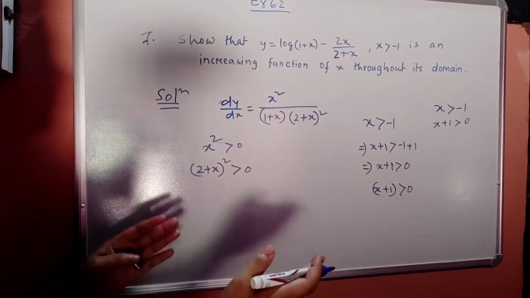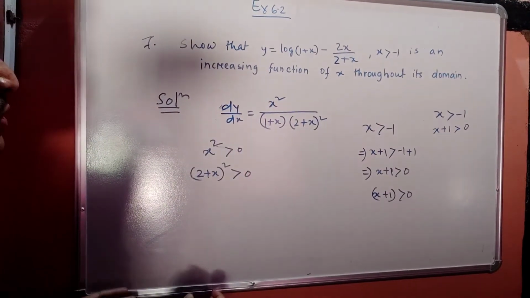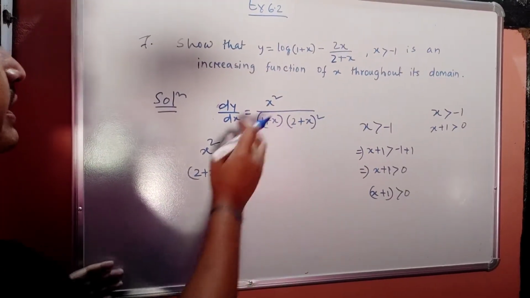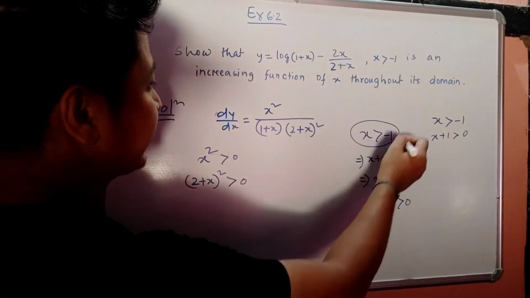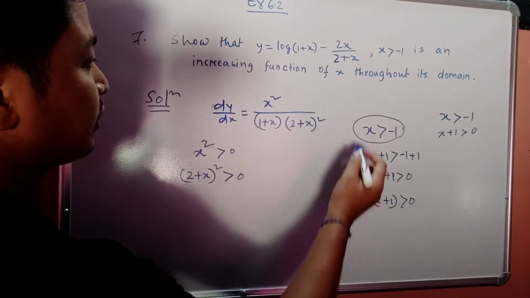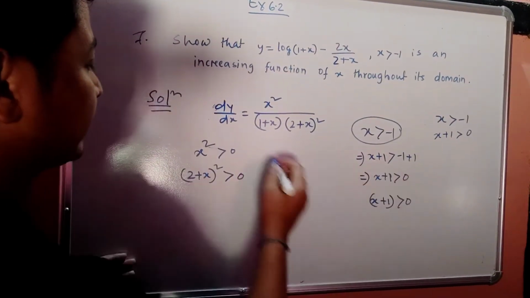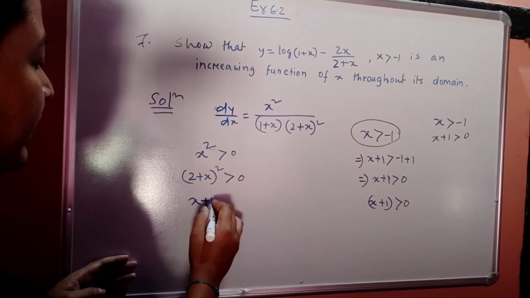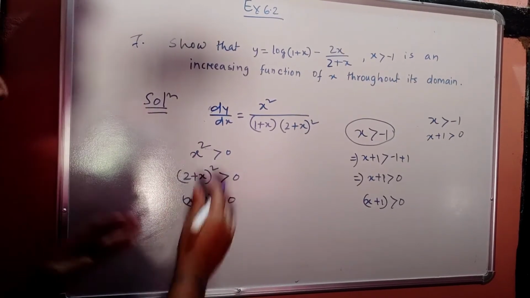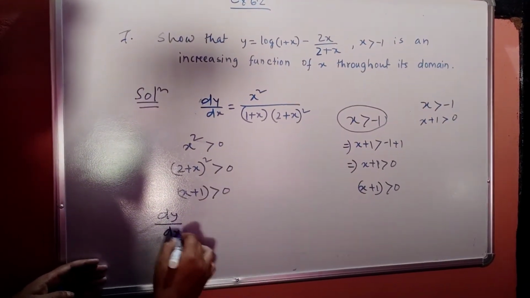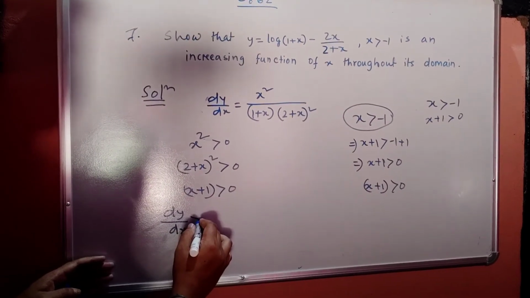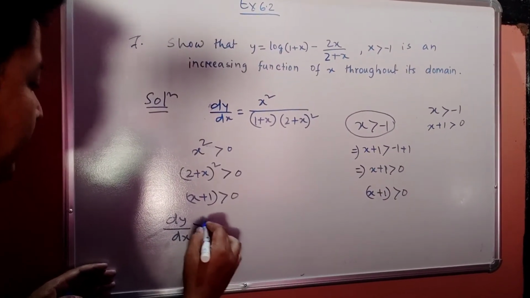The remaining quantity in the derivative is 1 plus x, which is also greater than 0 by the definition of the domain. That means x is greater than minus 1, which implies that x plus 1 is greater than 0. So finally we can conclude that dy by dx is a positive quantity, that means it is greater than 0.